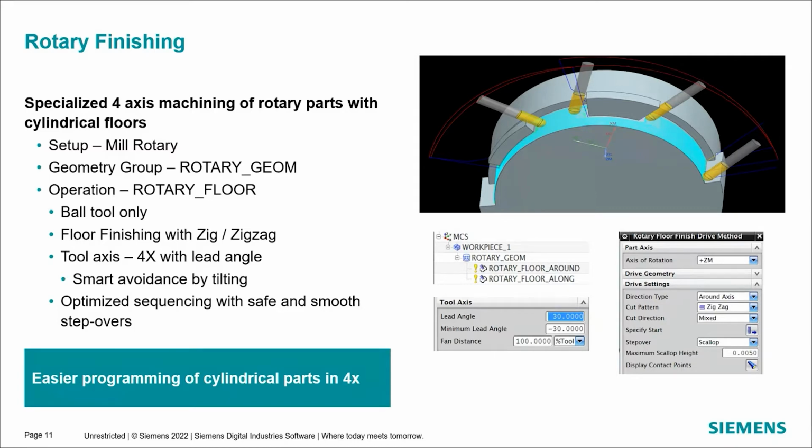Rotary finishing only supports ball end mills. It doesn't allow you to use a bull nose or a flat end mill for doing the finishing operation. And then the operation subtype only supports zig or zigzag cut patterns. So it's important to know that. You can use tilt tool axis and get 4-axis rotary motion with lead angles if you need to. As the little image shows there, you can have lead angles on it.